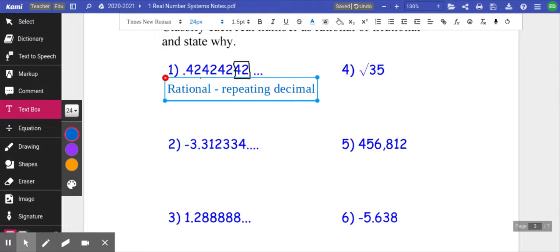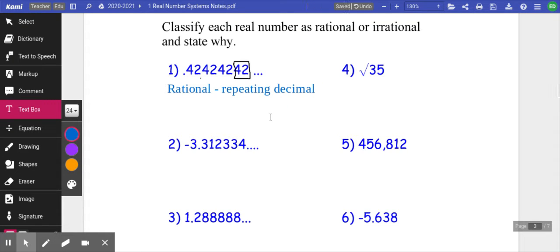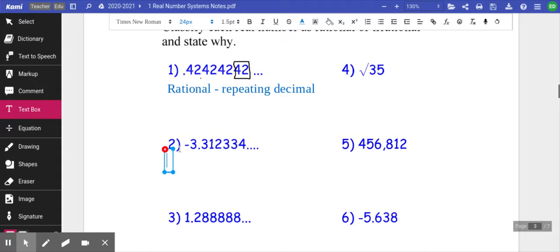And it's super important to understand the why. Why is this number rational? Now if I bounce down to number 2, we have negative 3.312334, and so on, which means it's going on. When I look at this number, I cannot state that it's repeating. I don't know what's coming next. I also know that it's not stopping because of that ellipsis. So if a decimal does not stop and it does not repeat, by definition, it would be irrational.